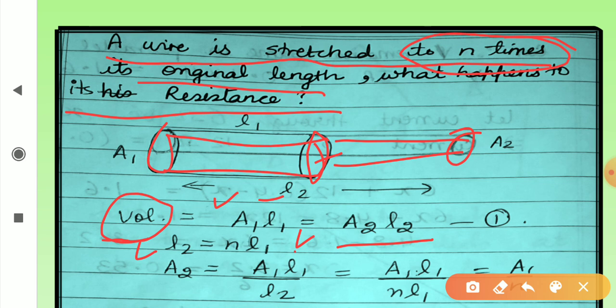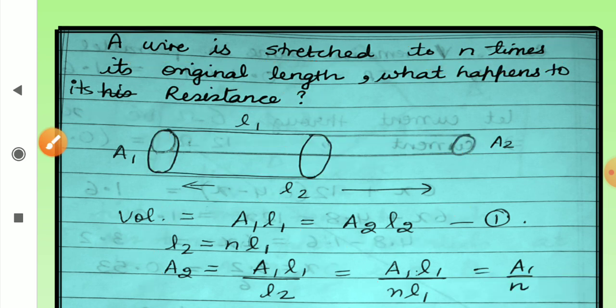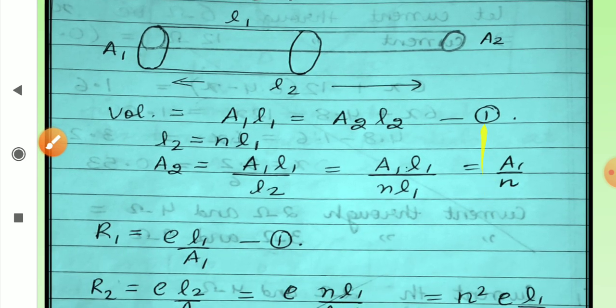ठीक है, और इस वैल्यू को हमने यहाँ पे रख दिया. ठीक है, सो नाउ A2 जो नया हमारे पास एरिया ऑफ क्रॉस सेक्शन आएगा वो क्या हो जाएगा, you'll get A1 L1 upon L2. यहाँ से L2 डिवाइड कर दीजिए और A1 अपॉन N L1 की वैल्यू हमने डाल दी और आई गेट A1 अपॉन N.